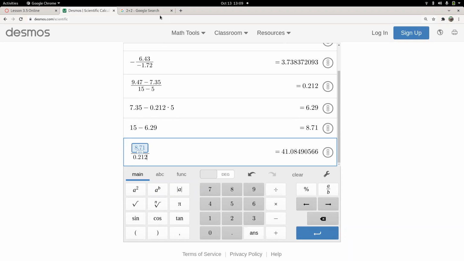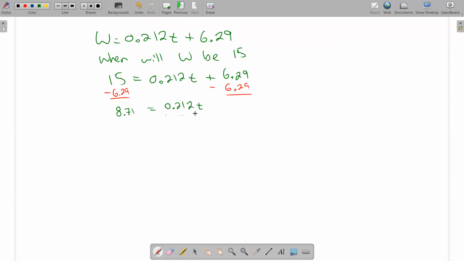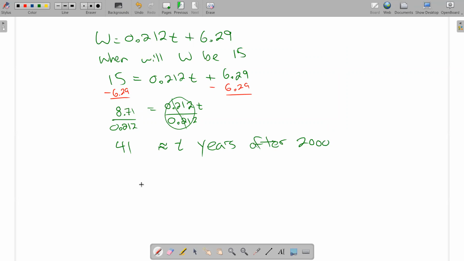So let's write this down. Second to last step, 0.212 needs to be divided out. A number divided by itself is 1. 1 times T is T. Do the same thing on the other side. And I get that T is approximately 41. T, remember, was years after 2000. So this would be in the year 2041.